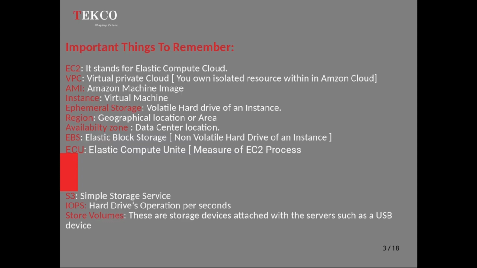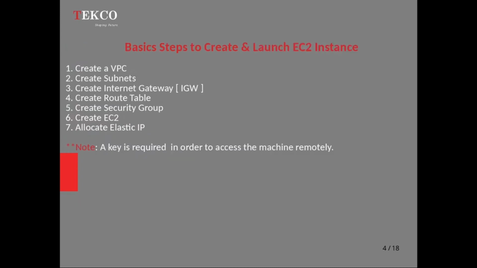ECU stands for Elastic Compute Unit. It's the measure of EC2 processing power. And S3 stands for Simple Storage Service. IOPS is the operations per second of a hard drive. Store volumes are the storage devices attached to the servers, such as a USB device.